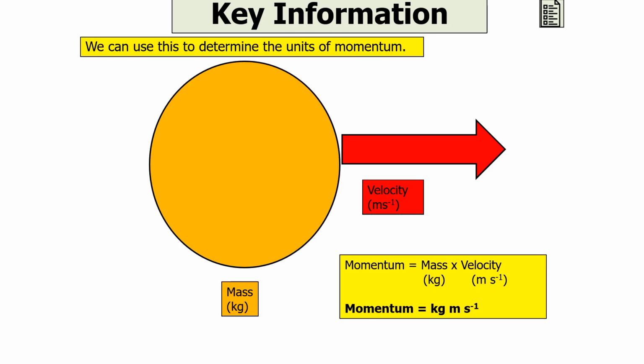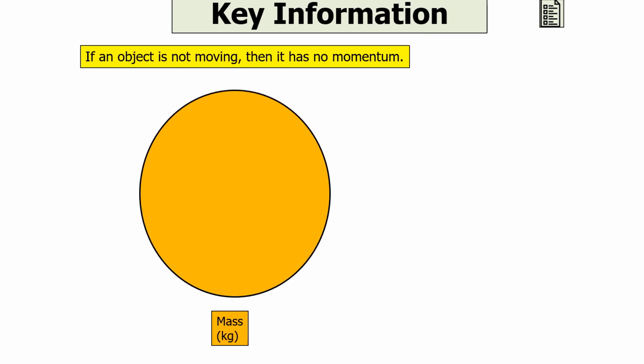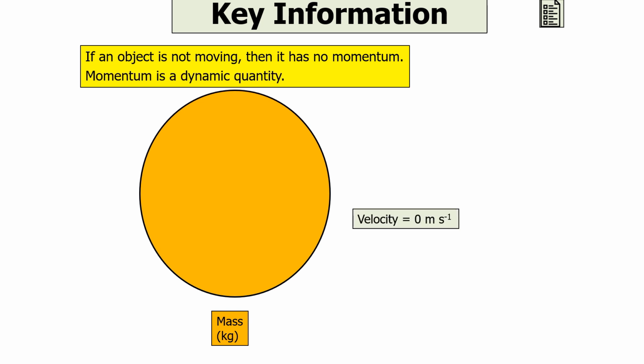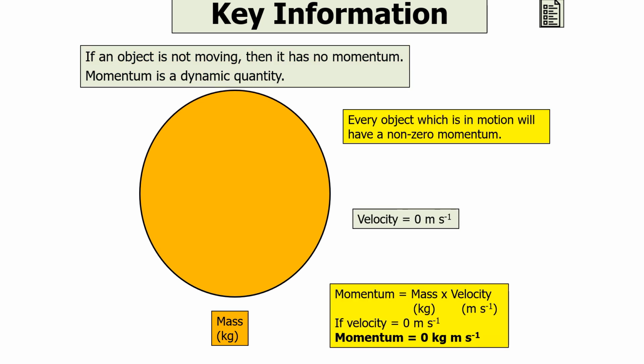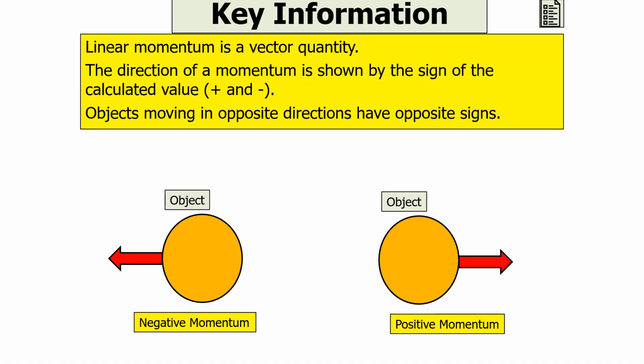The units of linear momentum are kilogram metres per second. If an object is not moving, then it has no momentum, so we say momentum is a dynamic quantity. Every object which is in motion will have a non-zero momentum. An object which is stationary will have no momentum, because if velocity was zero, then momentum would equal zero. Linear momentum is a vector quantity.